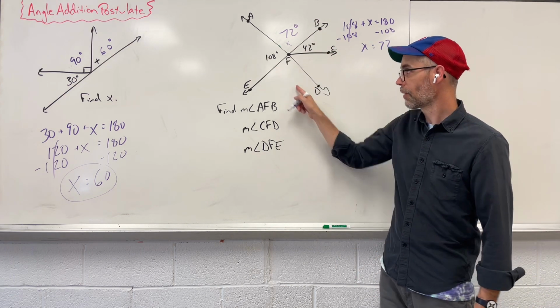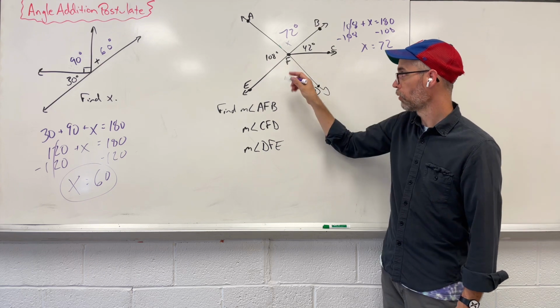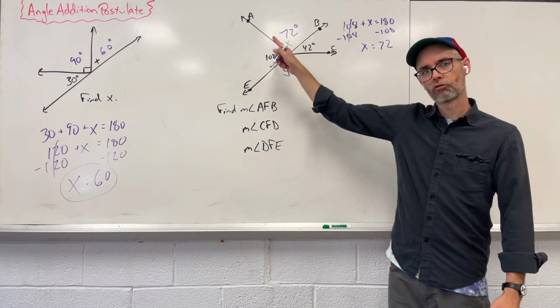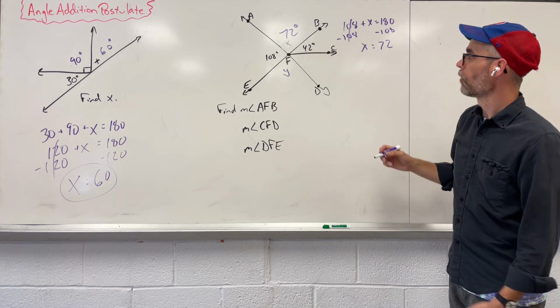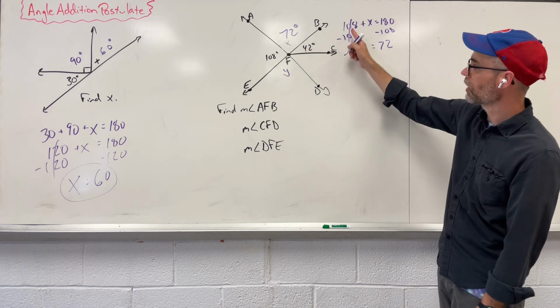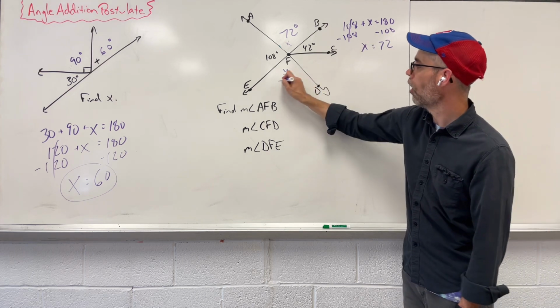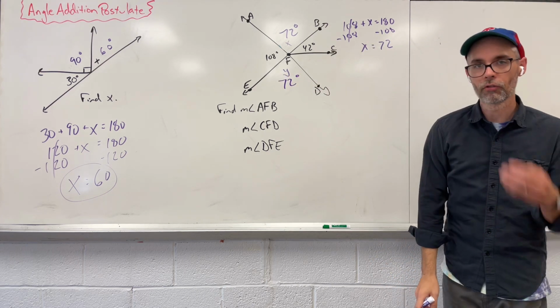Interesting enough, the same thing happens over here. 108 plus, I'm going to call this y. These form a straight line. They're supplementary, so I can do the same exact thing. 108 plus y equals 180. Guess what? This is also 72 degrees.